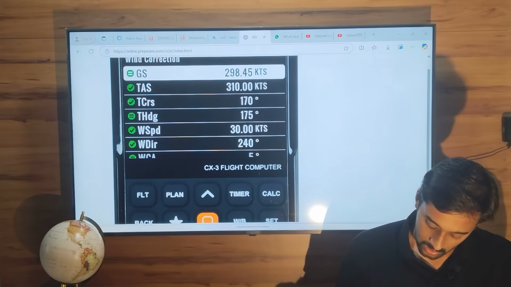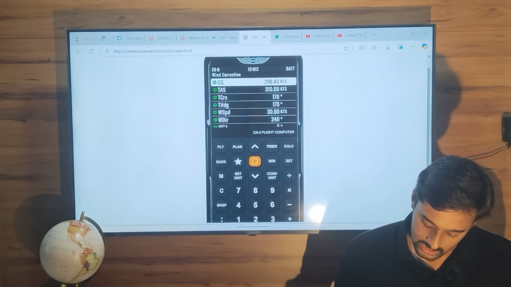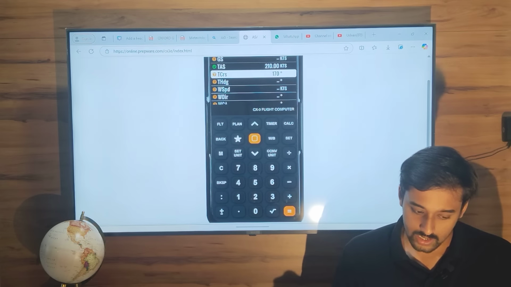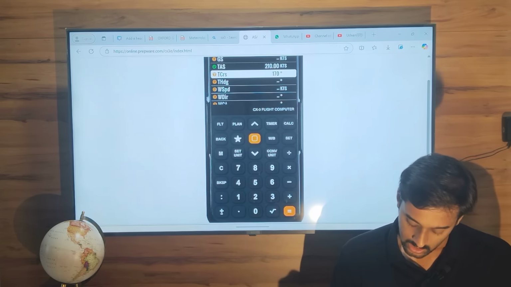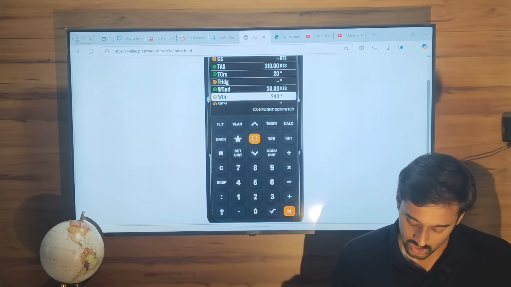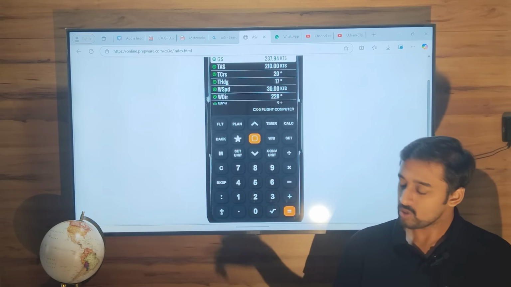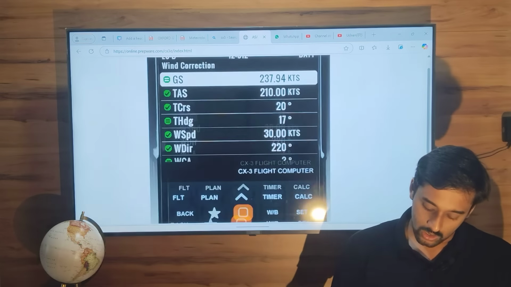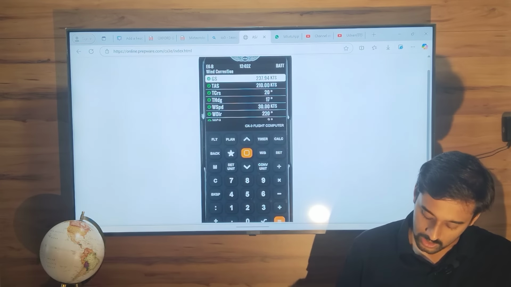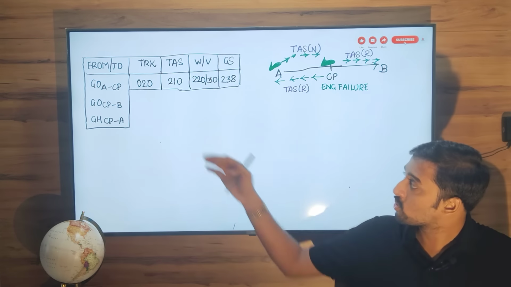Your true airspeed is normal, 210 knots. Your course from A towards the critical point is 020. Wind speed is 30 knots. Direction is 220. So what will be your ground speed? Your ground speed will be 237.94. Correct? So we can take it to be 238 knots. Now let's go to row number 2.